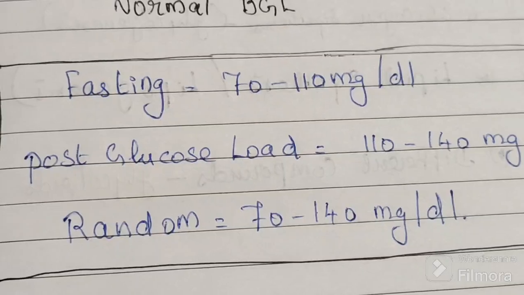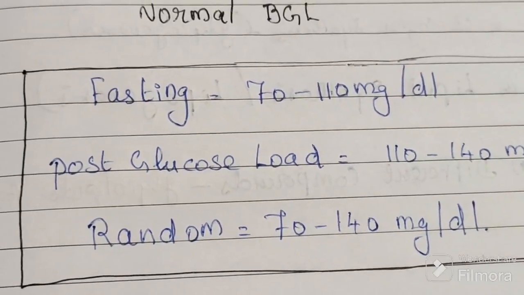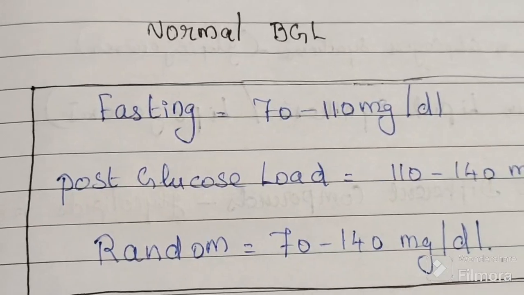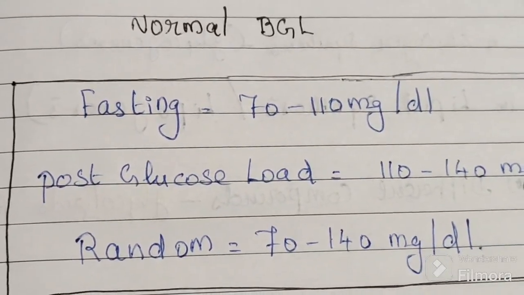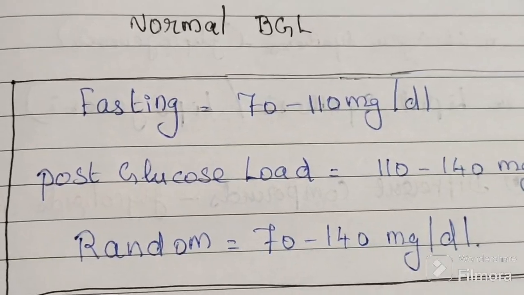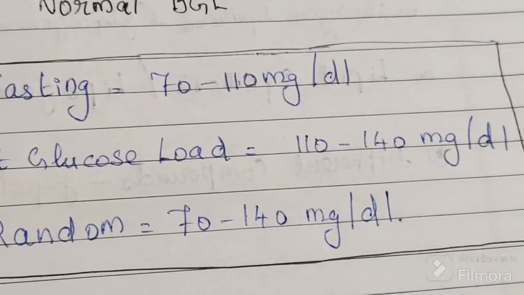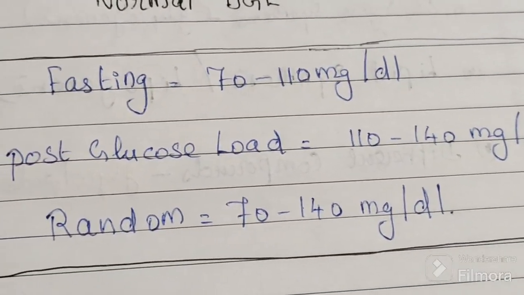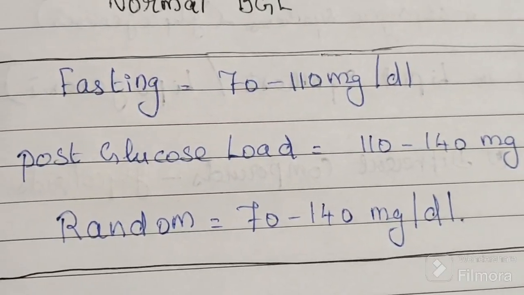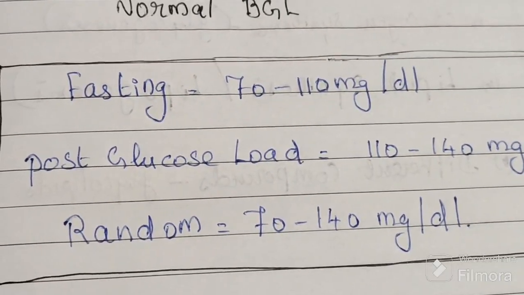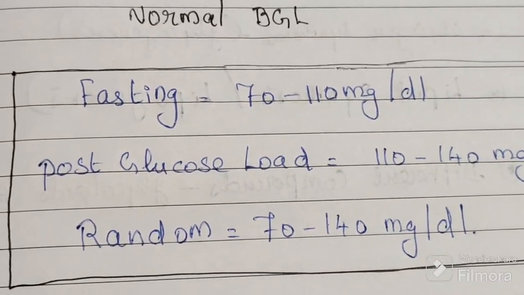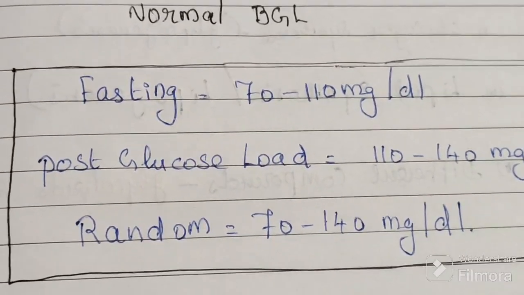It is the normal plasma glucose level by glucose oxidase peroxidase method. Fasting 70 to 110 mg per deciliter. Post glucose load 110 to 140 mg per deciliter. Random 70 to 140 mg per deciliter.